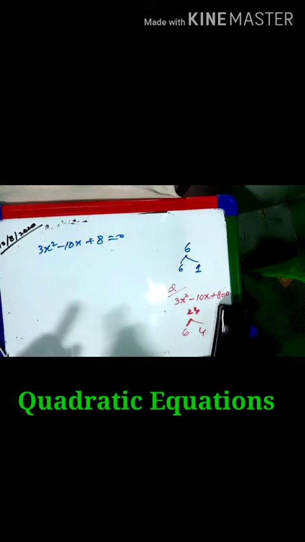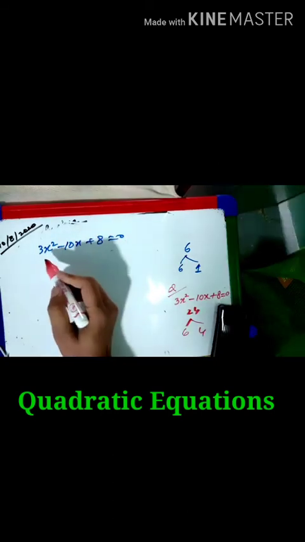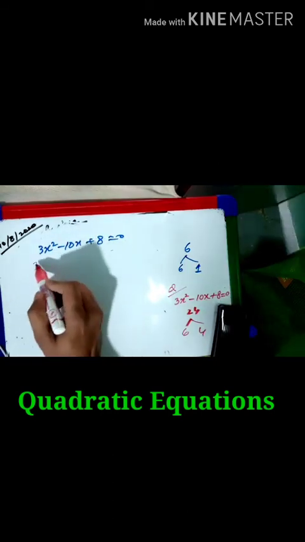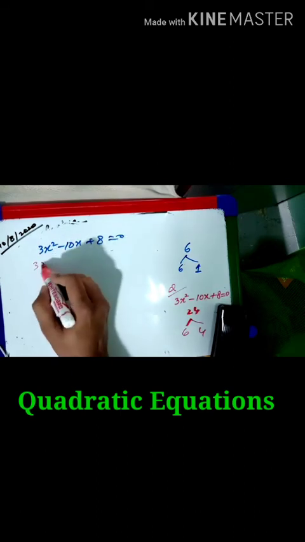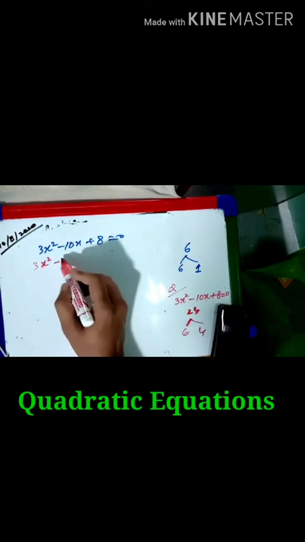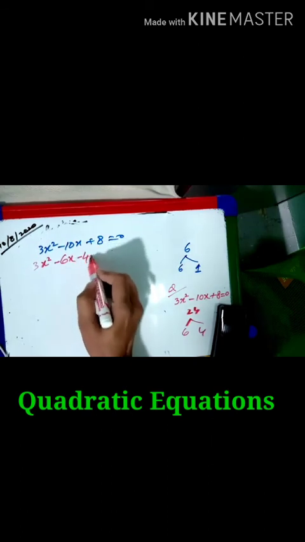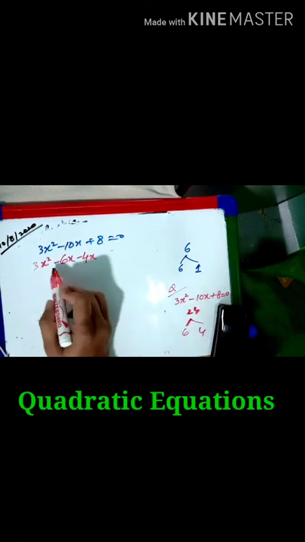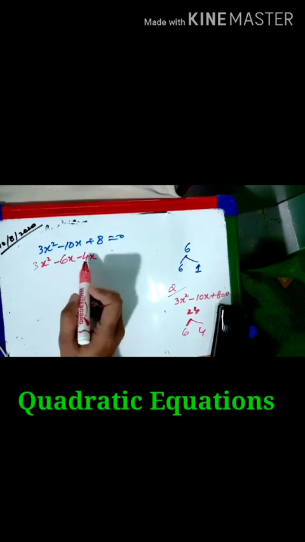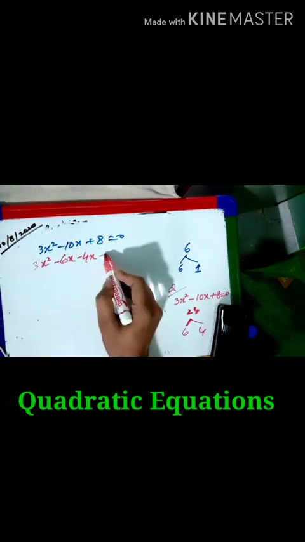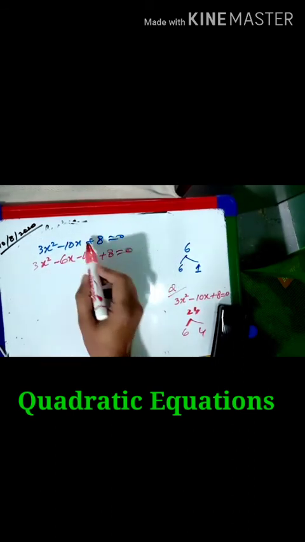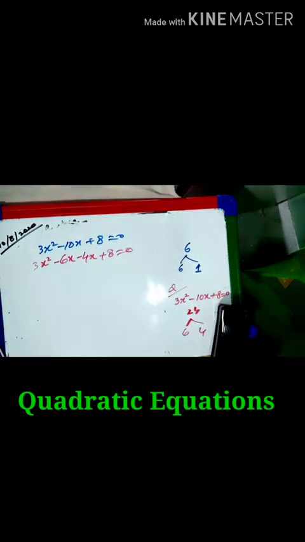Maybe due to this, it's satisfied, but because I need both positive. So 3x square minus 6x minus 4x. Now see, I am taking both negative. Minus 6 minus 4 makes minus 10. And then plus 8. Due to these signs, I have to do this. This will come with practice.